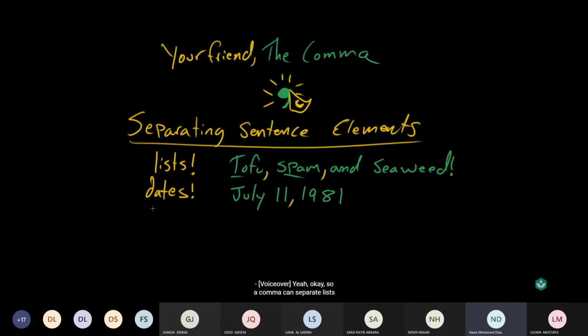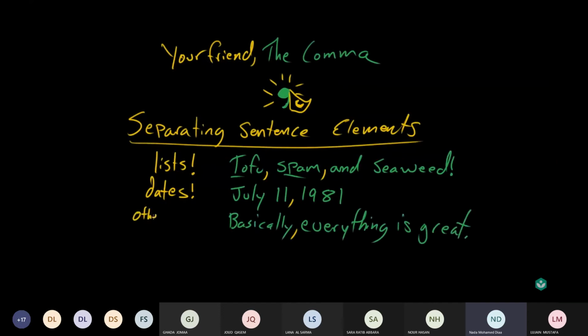Yeah. Okay, so a comma can separate lists, and it can be used for dates, and we can also like set off things at the beginning of sentences. Like basically everything is great. Right. So the comma has like a bunch of different functions. It's like this super useful multi-tool. It's this superhero of a piece of punctuation.